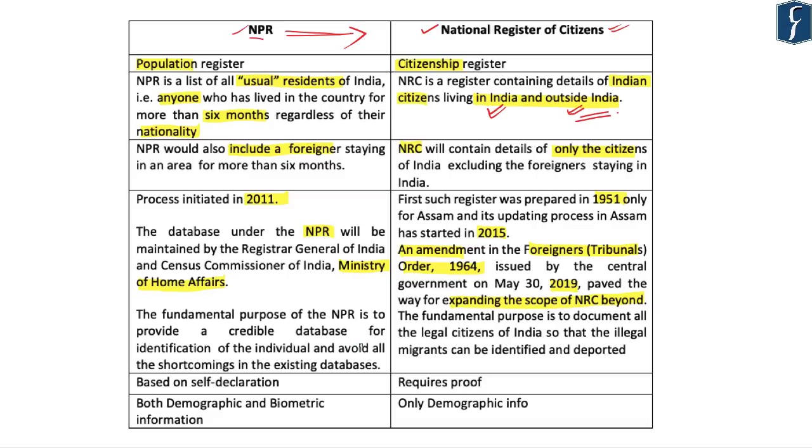As stated earlier, NPR's process is to have a credible database of identification of individuals, whereas the main purpose of NRC is to document all the legal citizens of India so that the illegal migrants can be identified and deported back. Now, NPR is based on self-declaration, whereas NRC, of course, requires proof of your citizenship. Then NPR needs both your demographic and biometric information, whereas in NRC you only require to give demographic information.